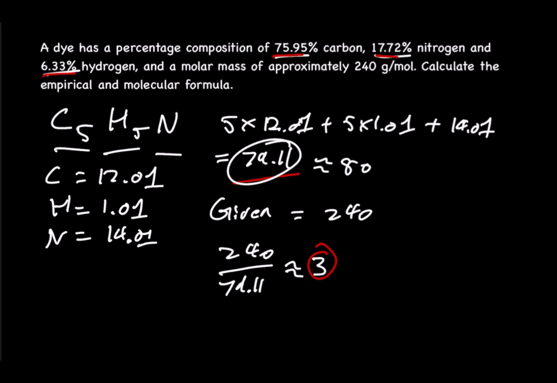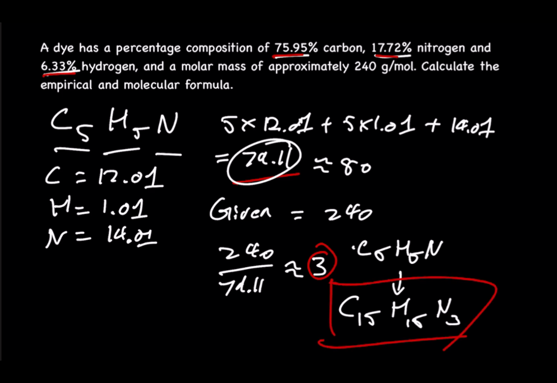You take each subscript and multiply it by this number 3. So you have C5H5N, and that's going to turn into C15H15N3. And boom, that's your molecular formula.